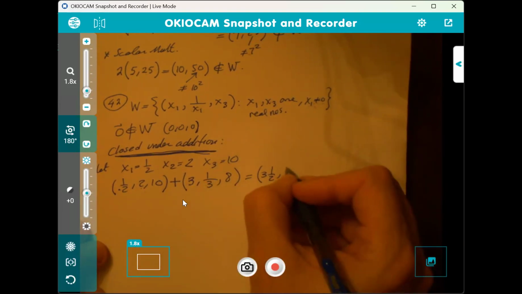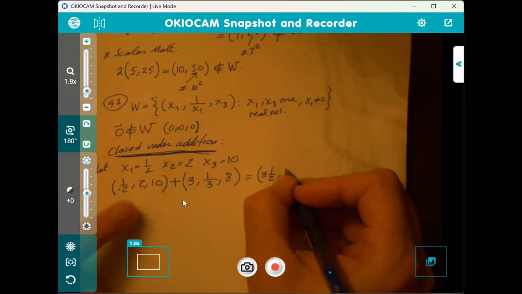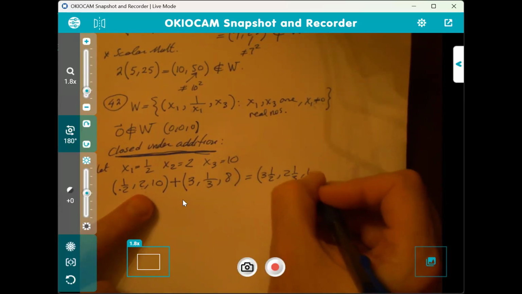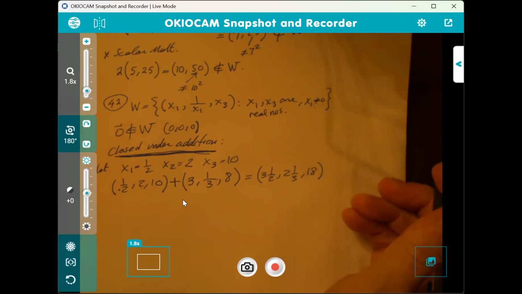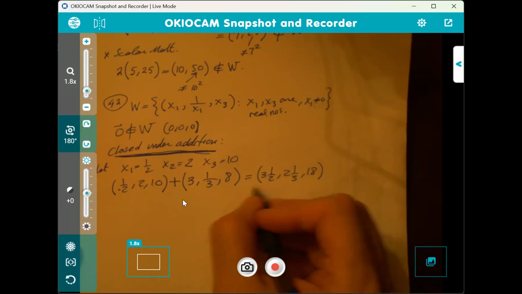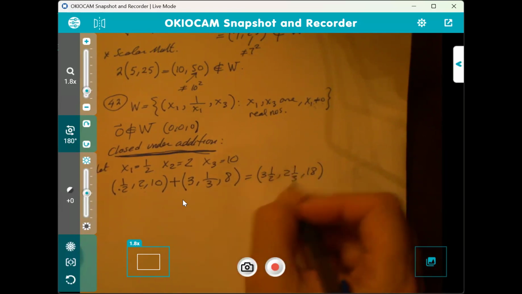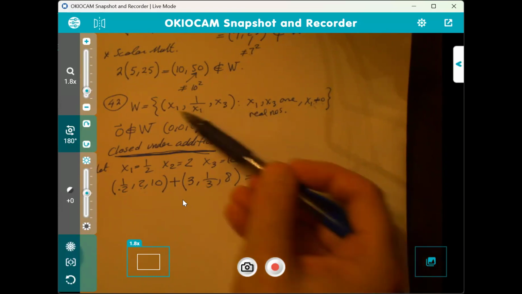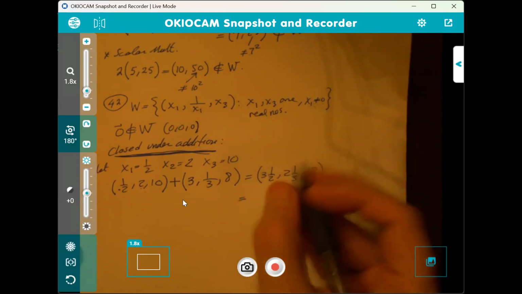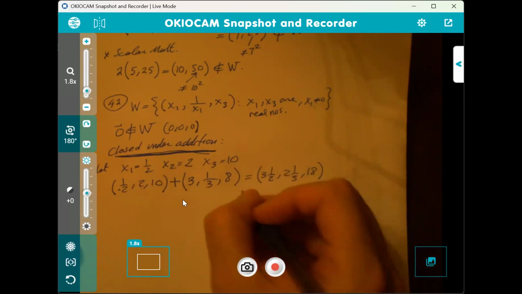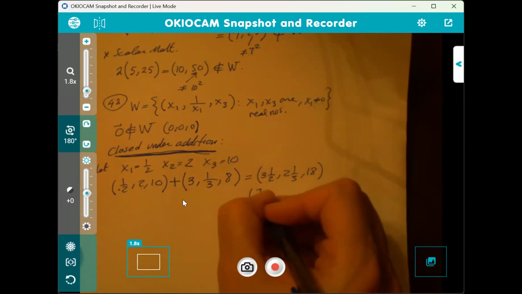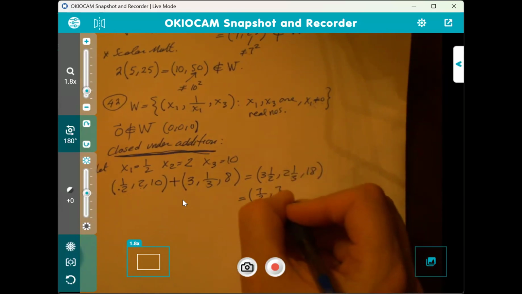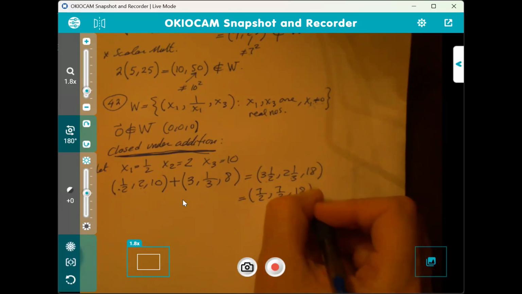2 plus a third is 2 1/3. And 10 plus 8 is 18. Right? Now, let me rewrite these as improper fractions so it'll be easier to match it against what's up here. So x1, the sum, ends up being 2 by 3, 6 plus 1, that's 7/2. This is 3 times 2, 6 plus 1, 7/3, and 18.